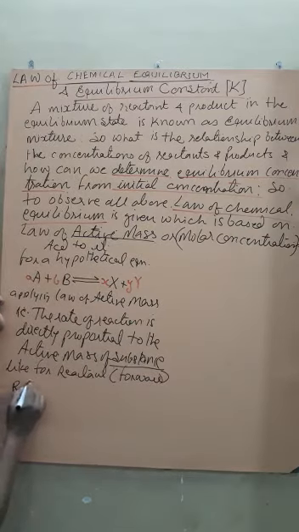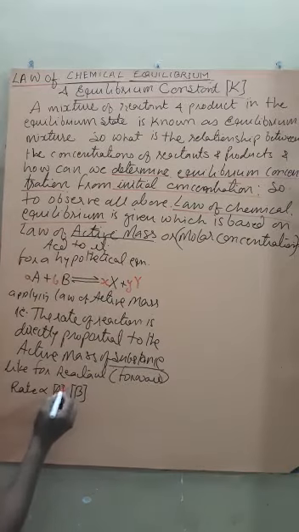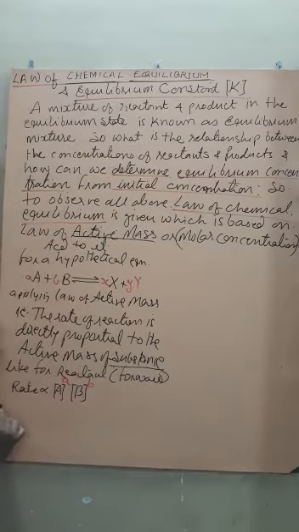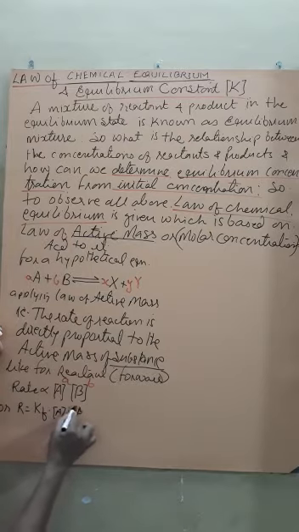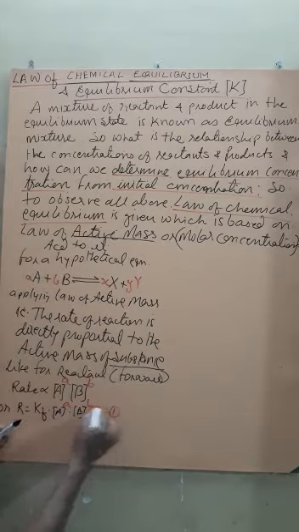Now, the rate of reaction is directly proportional to what? The active mass of A, that is, the molar concentration. The square bracket is used for molar concentration, and the active mass of B, each raised to the power of its stoichiometric coefficient, a and b. Or we can write R is equal to Kf, for the forward direction, multiplied by the molar concentration of A raised to power a into the molar concentration of B raised to power b. This is equation number 1.